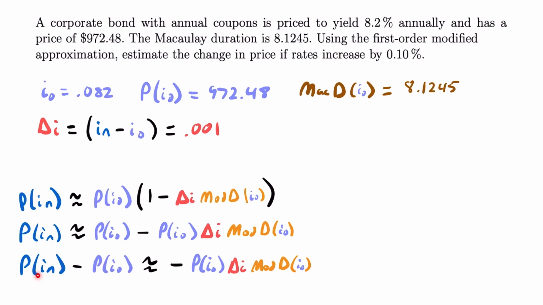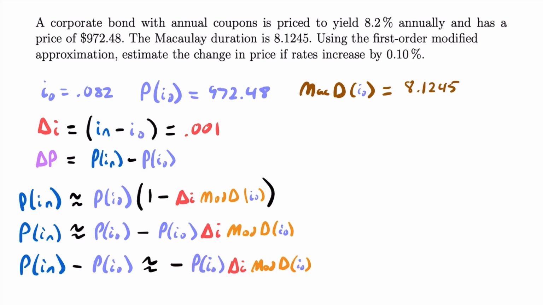Because right here, we have the change in the price. We have the new price minus the original price. That represents the change in the price. Another way that we could refer to that is with delta P. The change in the price is equal to the new price, P of I sub n, minus the original price, P of I naught. Okay, if you watched my lesson video on this topic, that should look familiar. So, to estimate the change in price, we just need to take the negative original price times the change in the interest rates times the modified duration at the original interest rate, and we have all of those values except one, right?